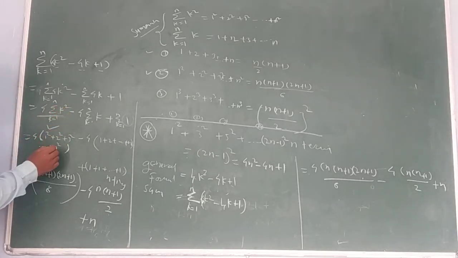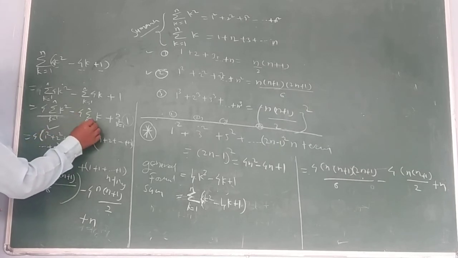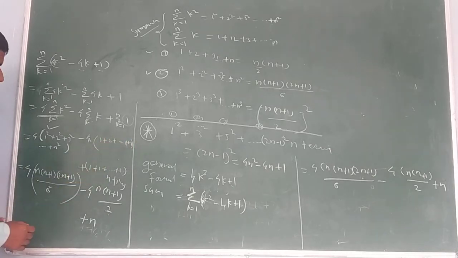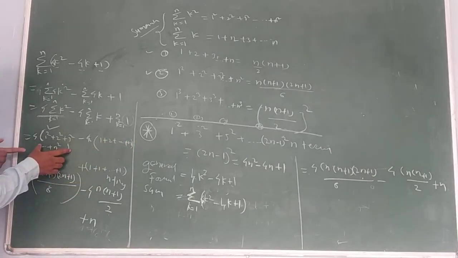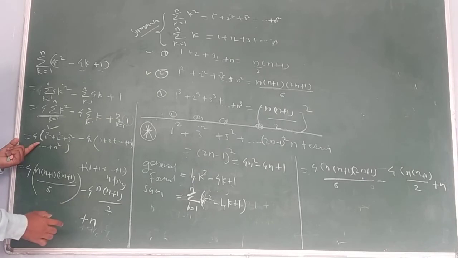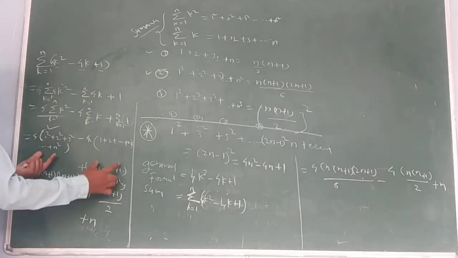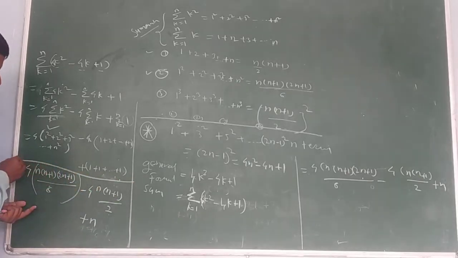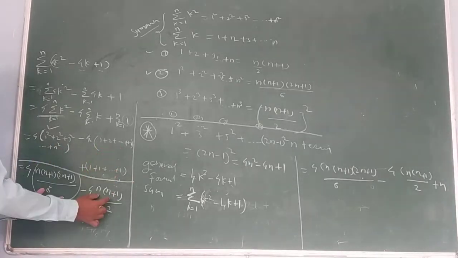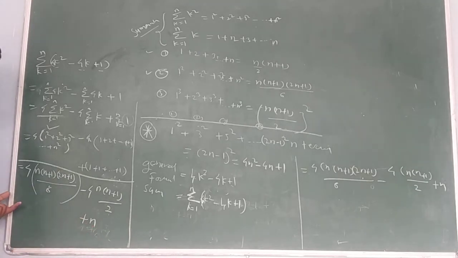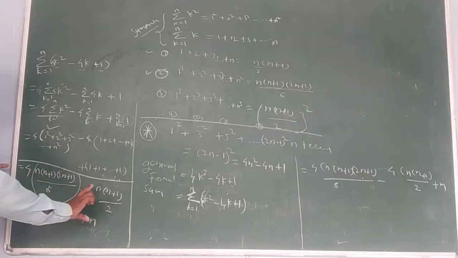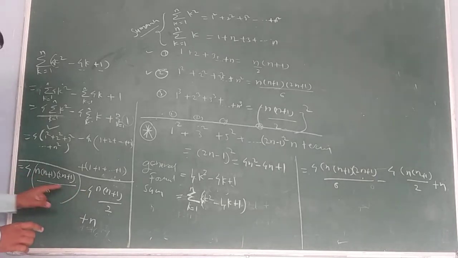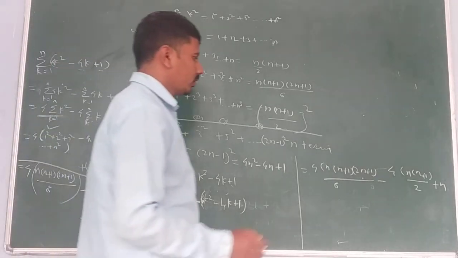So summation of k square is this formula here. Minus 4 outside, summation of k is 1, 2, 3 till the n. This fits in the second formula, and this in the first formula. Then we apply their formulas, with this n here. Okay, then we got this complex form. Then we have to simplify this equation.